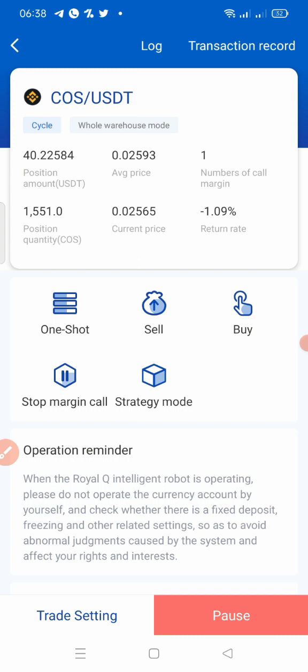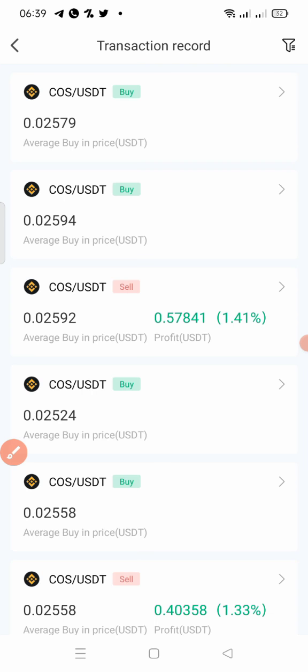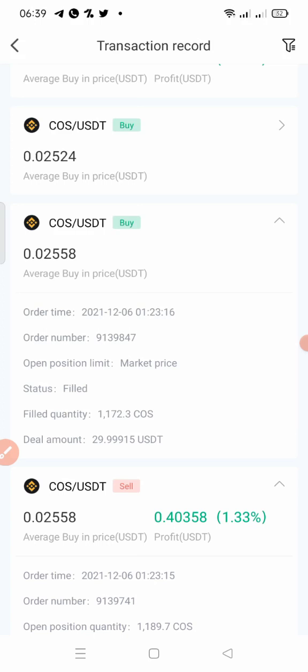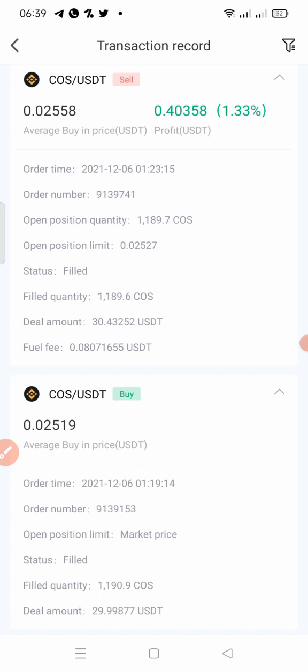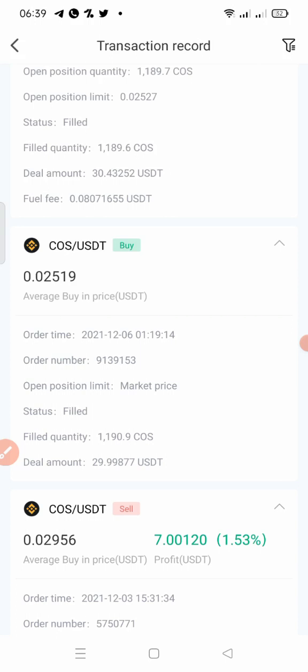Let's see the results. On the top right of the page, I'm going to click on transaction record. All right, let's see what the transaction record has to say. The date we bought this COS was yesterday. The COS actually triggered several times and bought and sold several times. It was the evening of December 6th, Singapore time.